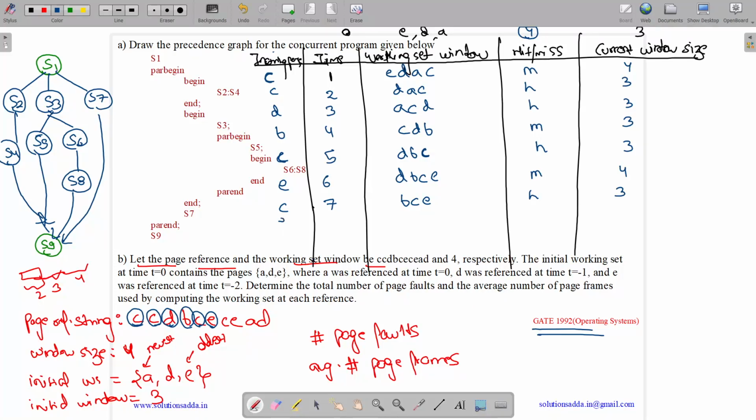Next is E. Time is 8. So it is a hit. So we just have C and E and we pop out B. It was a hit and window size is 2.